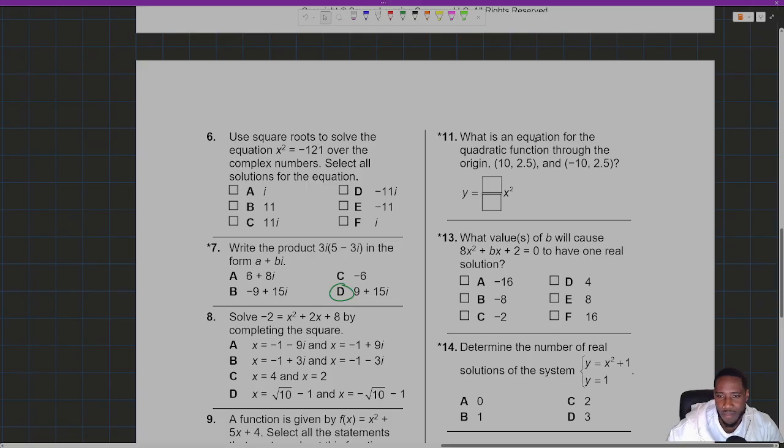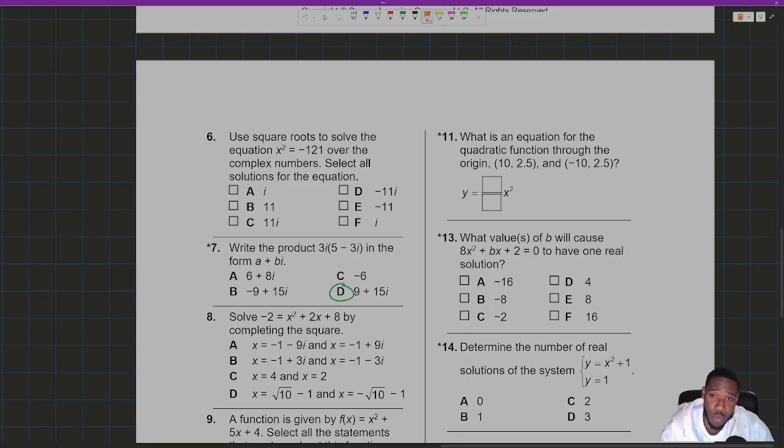Take a look at number 11, which says, what is an equation for the quadratic function through the origin, (10, 2.5) and (negative 10, 2.5)? So it's passing through these 3 points, and it doesn't look like 3 because they kind of sneak in the origin there.